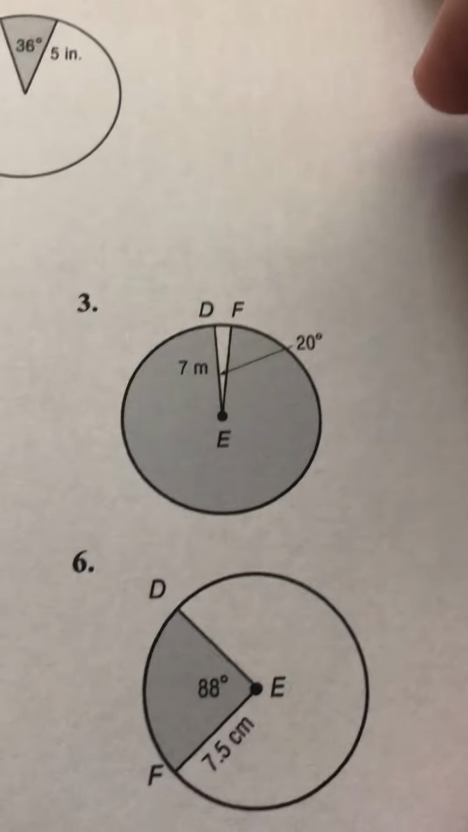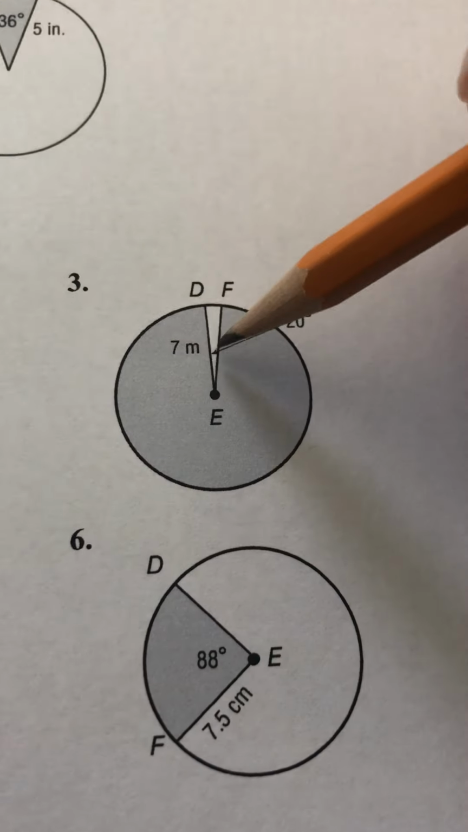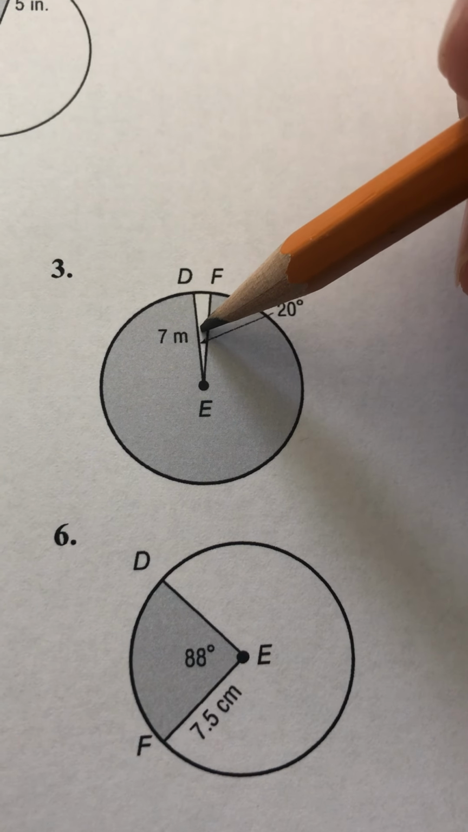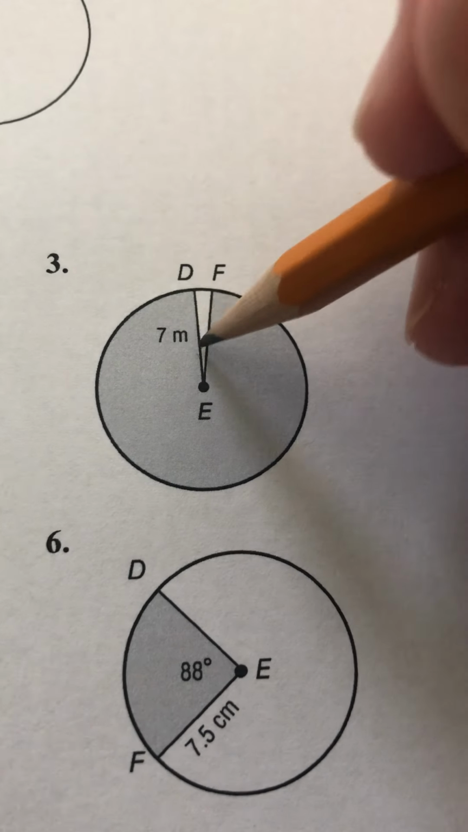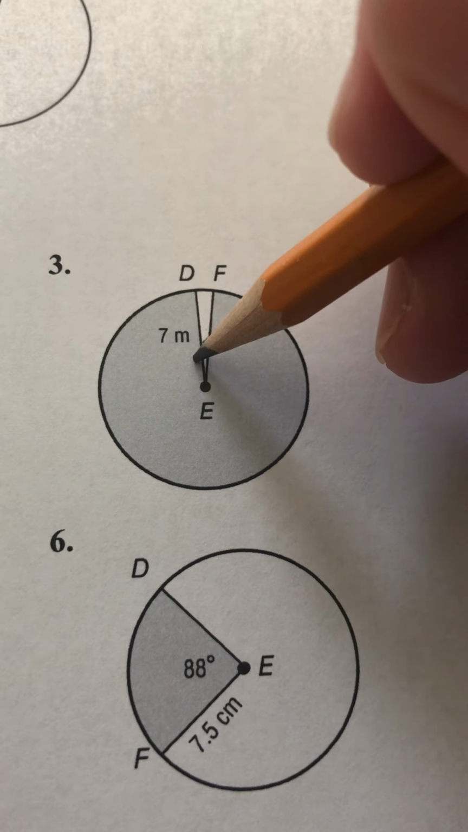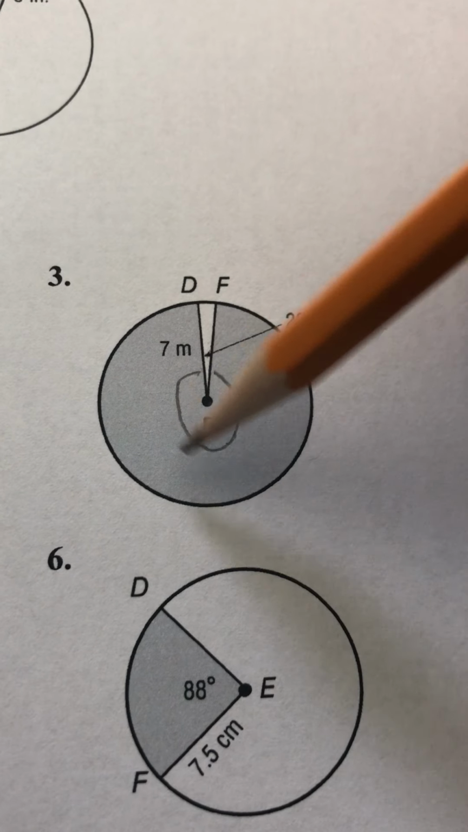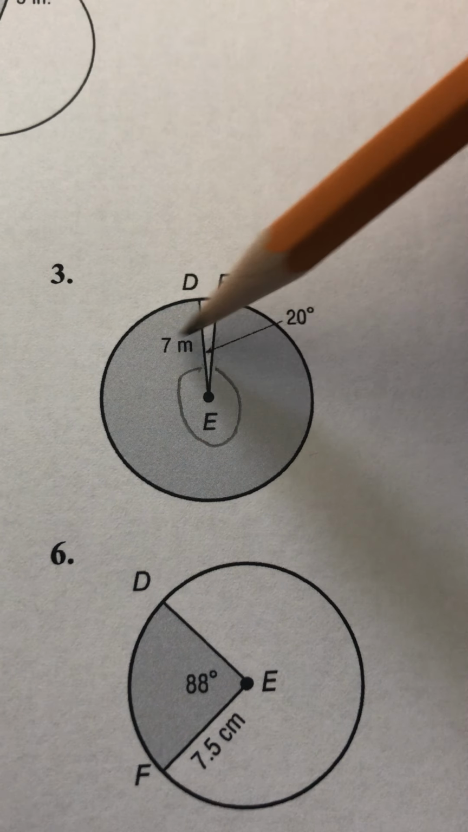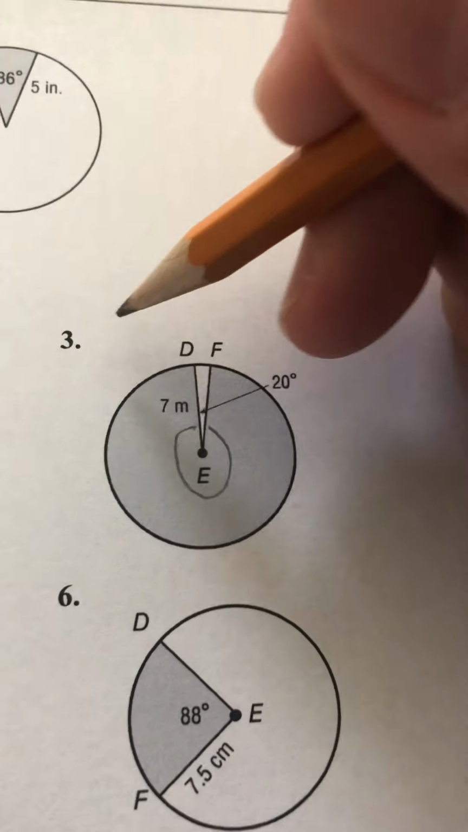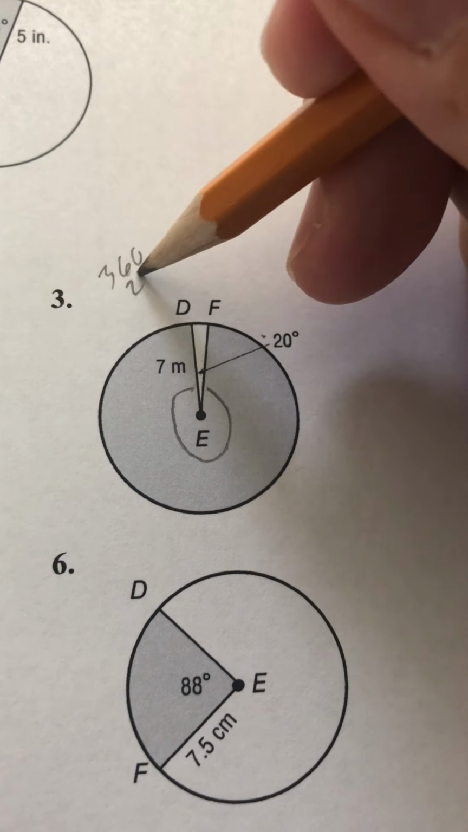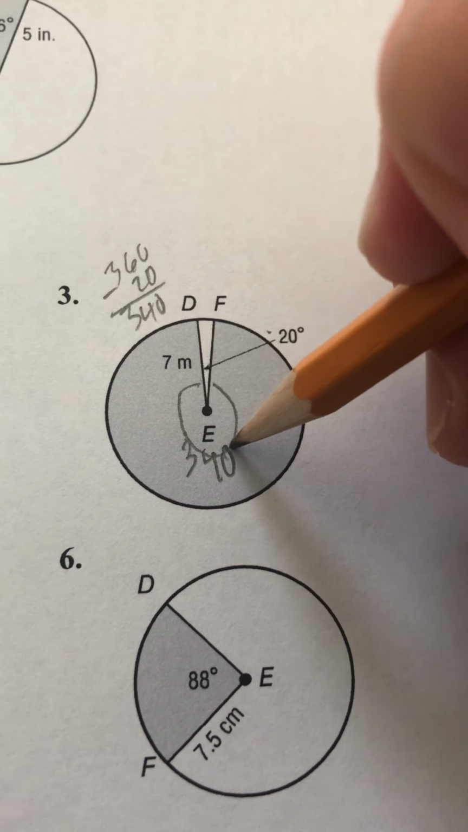Alright, skipping number 2, looking at number 3. So this little sliver right here, that is not what you're trying to find. Remember, the shaded sector is what you're trying to find. This sliver is 20. You're not going to use 20 because this has nothing to do with the shaded sector. What is the entire shaded central angle going to be? Well, a complete circle is 360 degrees. So we figured this out by subtracting 20 from 360 and we get 340. So this central angle is 340 degrees.